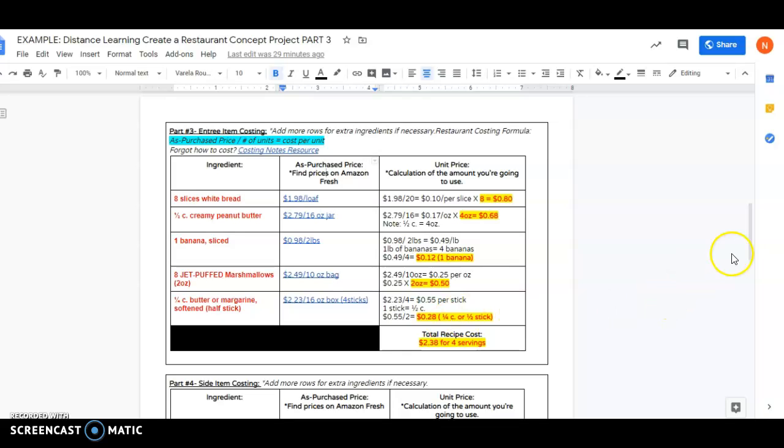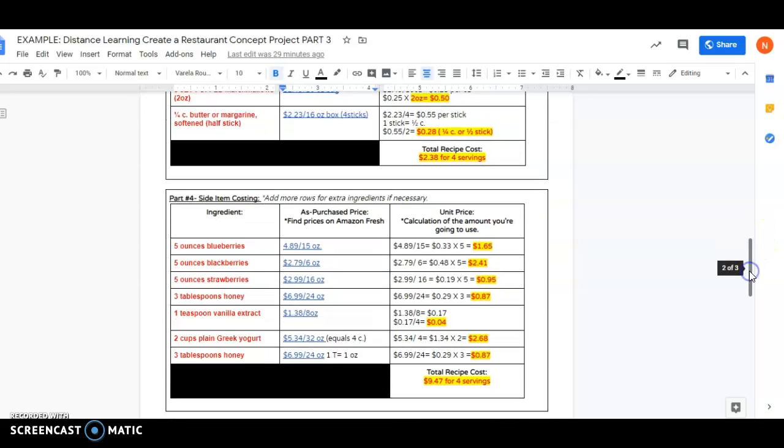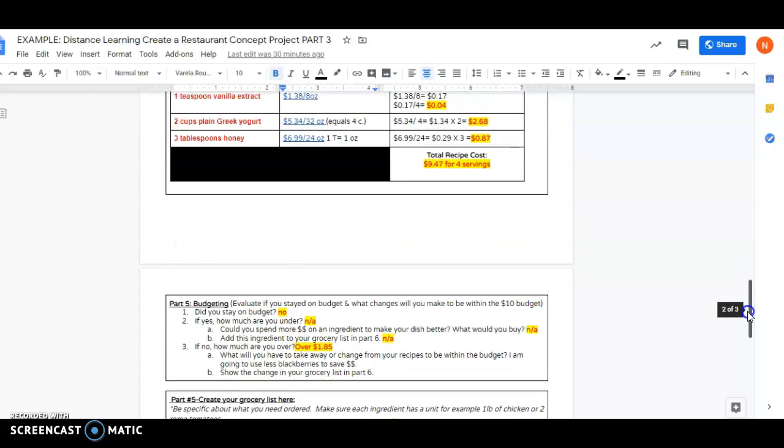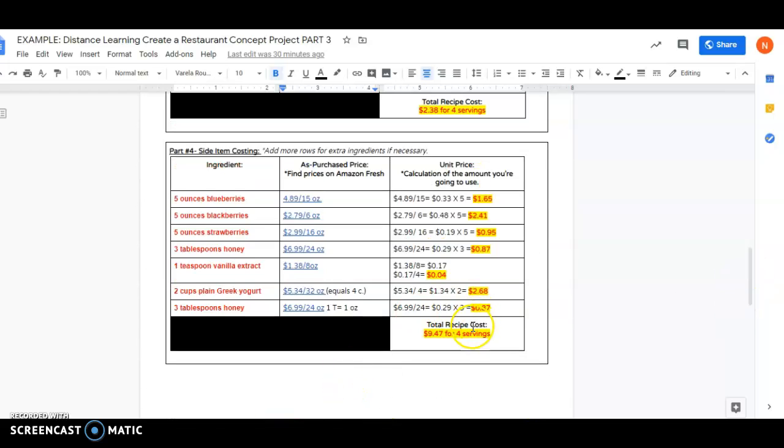So that is pretty low cost. Typically you would see that the entree costs more than the side, but because I was really cheap on the entree, and I'm not using protein, which is why it was so cheap, I wanted to go a little bit more expensive on my side item. So I did a berry parfait. I have my blueberries, blackberries, strawberries, seasoning, which is my honey and vanilla, and I'm using Greek yogurt. And when I did that, I actually got $9.47 for 4 servings. So that's over the $10 budget.